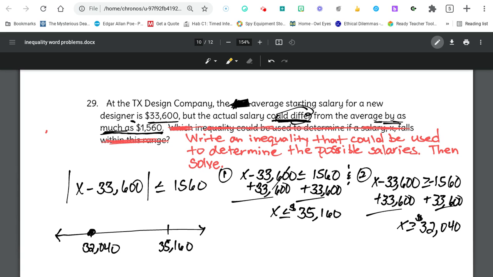And here's your graph. So everything on that graph represents the salaries for that, or possible salaries for the job, since it can differ by as much as 1,560 in terms of money.